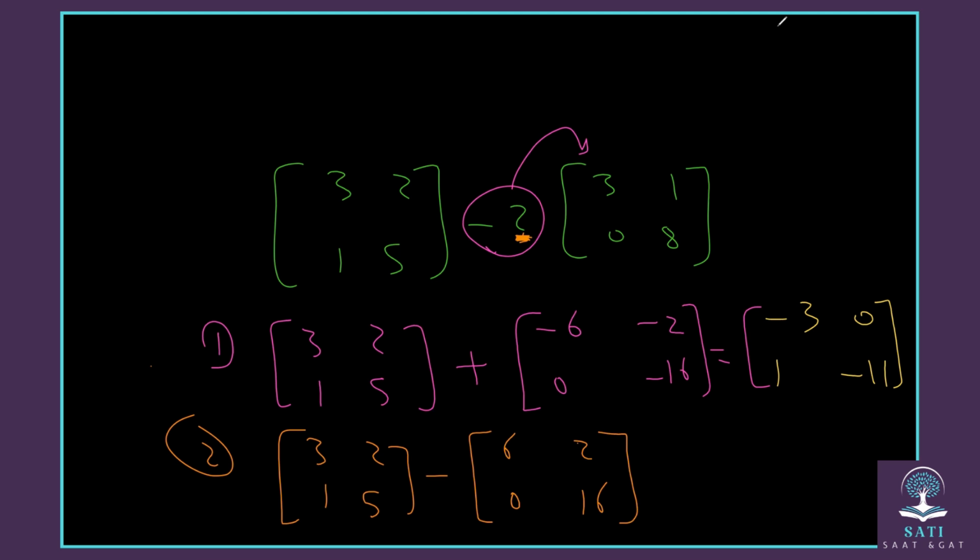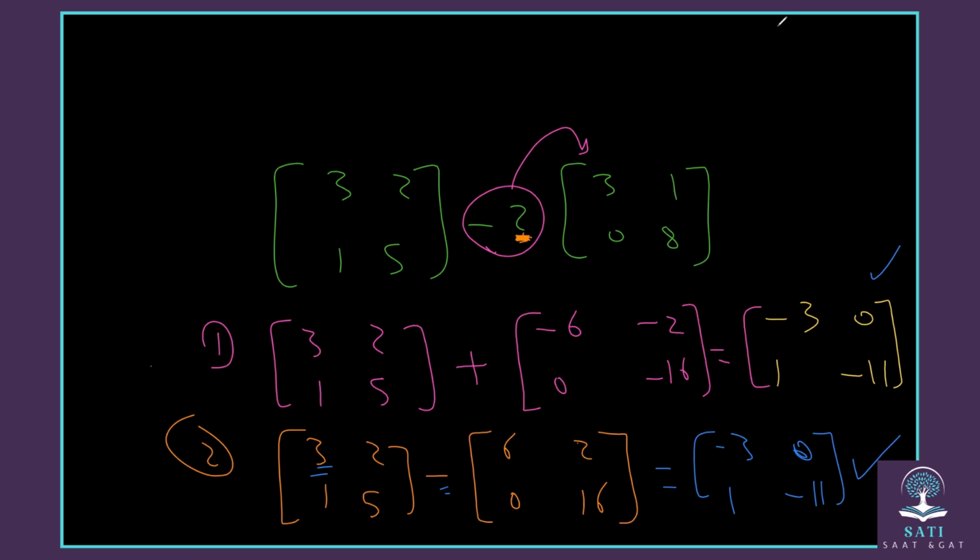Now subtract them. How do you subtract them? 3 minus 6 is going to be negative 3. And here 2 minus 2 is going to be 0. And here now 1 minus 0 is 1. Then here 5 minus 16 is going to be negative 11. So as you see, both of them have the same answer. So till now, we understand how to subtract and how to add matrices.